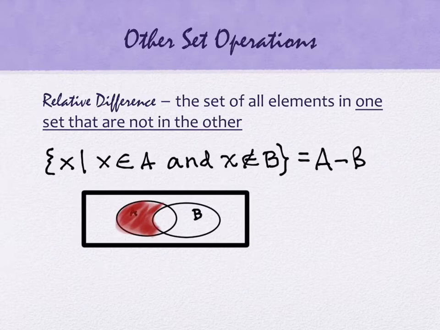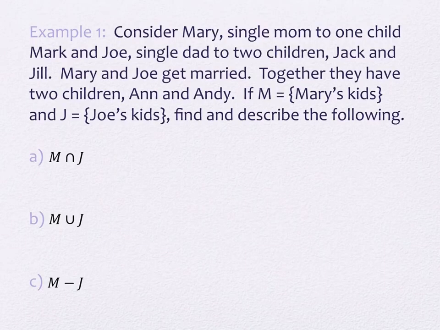All right, we're going to do now a concrete example with elements, and we're going to do people. We have Mary and Joe. Consider Mary, single mom to one child, Mark, and Joe, single dad to two children, Jack and Jill. Mary and Joe get married, and together they have two children, Anne and Andy.